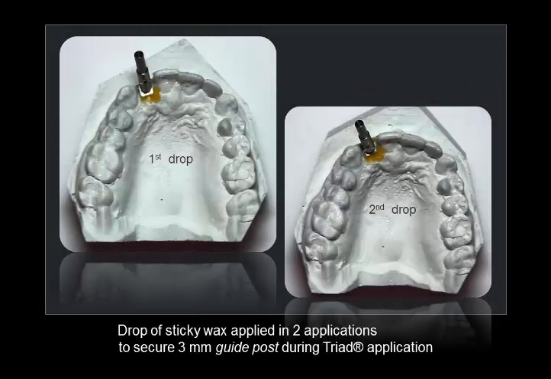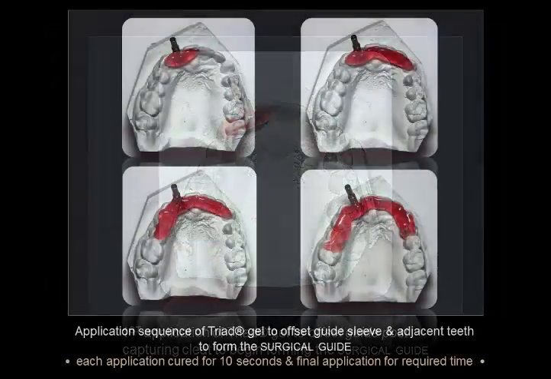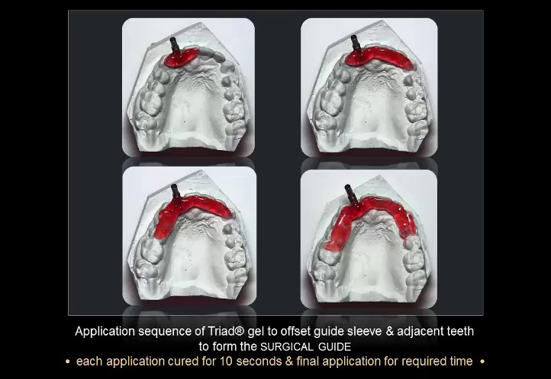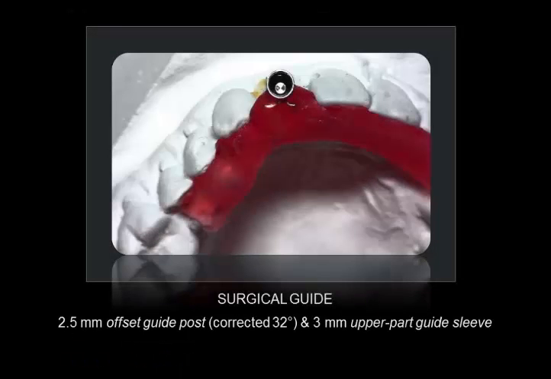Sticky wax is applied on the palatal surface to prevent the guide post from rotating while the triad gel is added. A small amount of triad gel is added to the cleats and the adjacent teeth and cured. This is the occlusal view of the surgical guide after the 3 millimeter guide post has been removed, leaving the bottom part of the two-piece guide post.